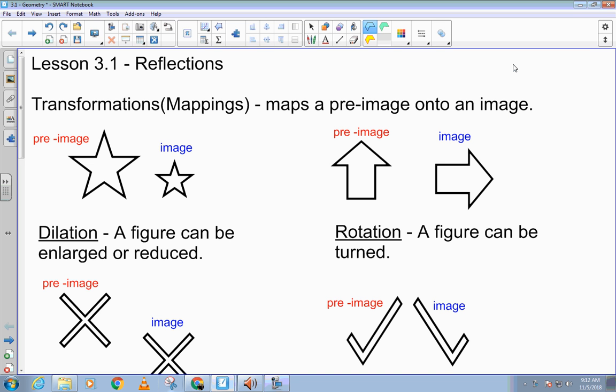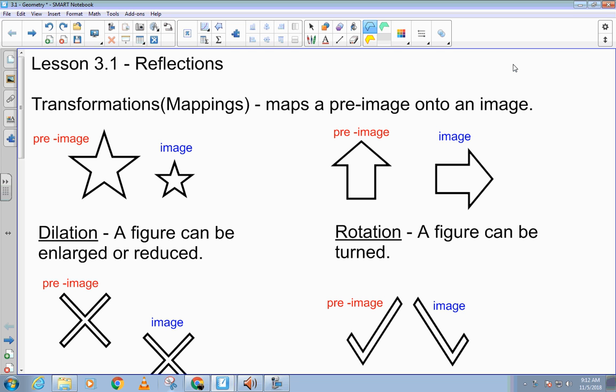So we're starting a new chapter today, and it's a chapter on what's called translations, okay? And translation is a mapping where you take a pre-image, your original figure, and you map it onto an image, okay? And there's 4 different kinds. We're going to talk about 3 of them in this chapter. The first one is called dilation. We're going to talk about it later this year.